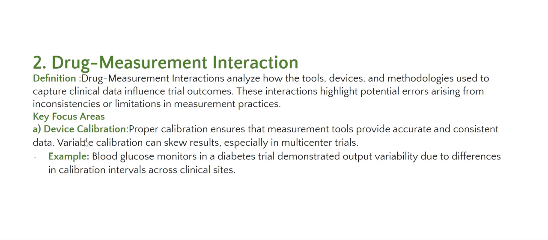The key focus areas here: device calibration. Proper calibration ensures that measurement tools provide accurate and consistent data. Variable calibration can skew results, especially in multicenter trials. For example, blood glucose monitors in a diabetes trial demonstrated output variability due to differences in calibration intervals across clinical sites.